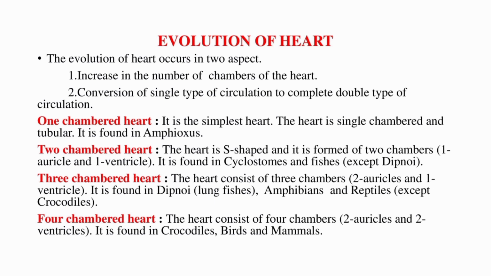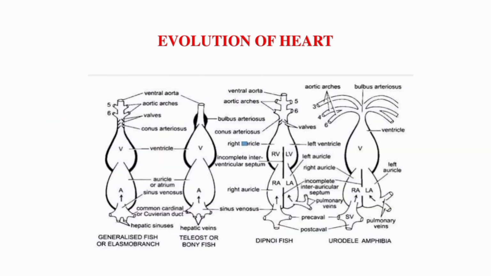Two chambered heart. The heart is S-shaped and it is formed of two chambers, one auricle and one ventricle. It is found in cyclostomes and fishes except dipnoi. Three chambered heart. The heart consists of three chambers, two auricles and one ventricle. It is found in dipnoi, amphibians and reptiles except crocodiles. Four chambered heart. The heart consists of four chambers, two auricles and two ventricles. It is found in crocodiles, birds and mammals.